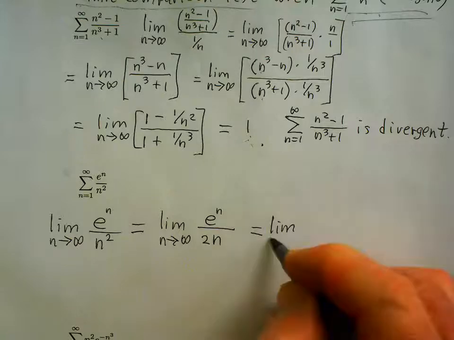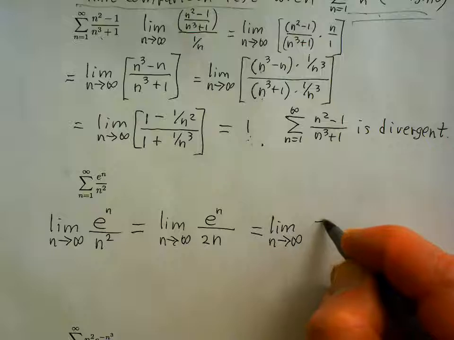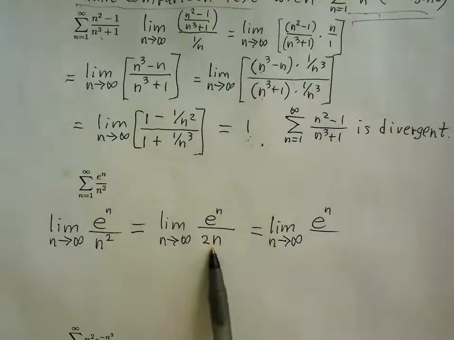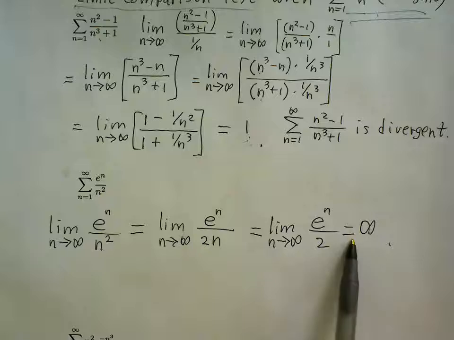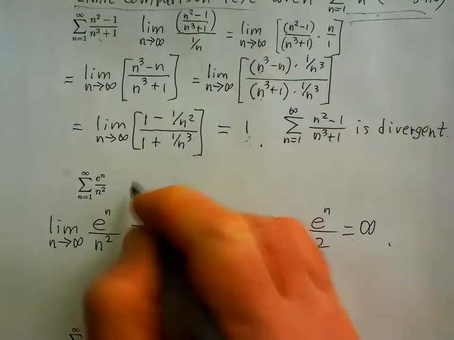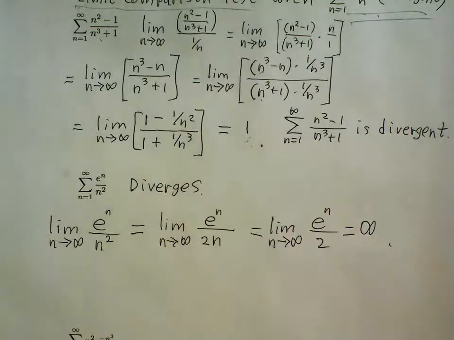And then we get the limit as n approaches infinity. The derivative of e to the n with respect to n is e to the n. The derivative of 2n with respect to n is 2. And this limit is obviously infinite. So since the limit does not exist, this series diverges by the test for divergence.